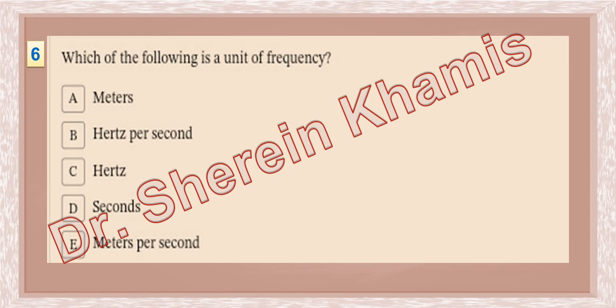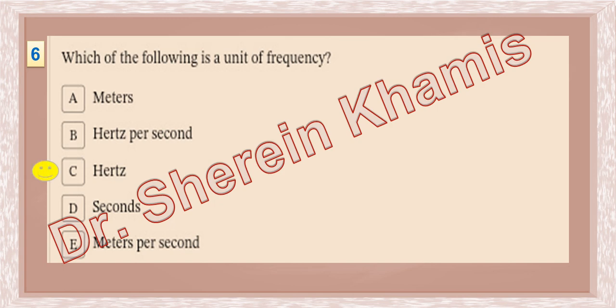Okay, let's go to question 6. Question 6 says, which of the following is a unit of frequency? What is the unit of frequency? We said the frequency is the number of complete oscillations over time. So we use the number of oscillations divided by time, oscillation per second, and write the new measuring unit, which we call hertz.